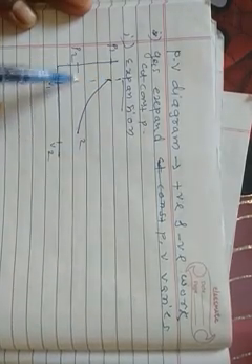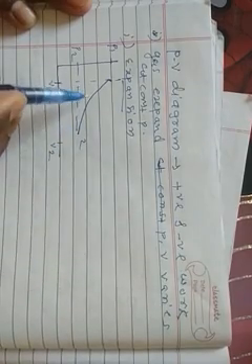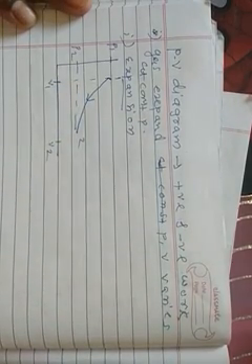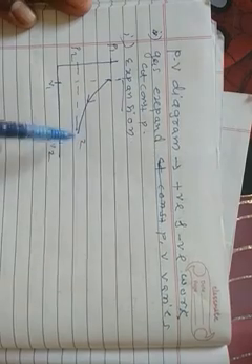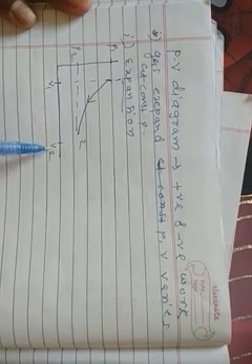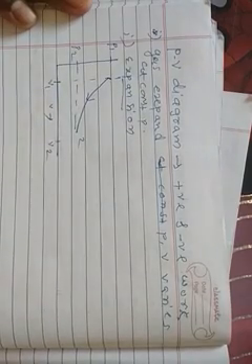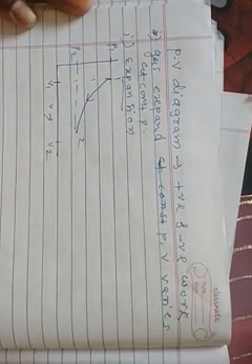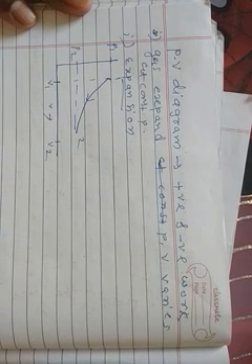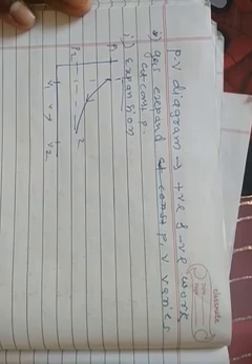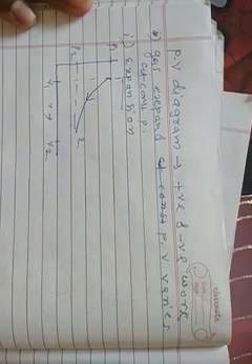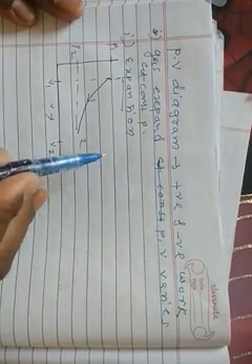So this is the PV diagram for expansion. Here volume increases from V1 to V2. Remember, volume increases but pressure decreases, at constant temperature. So here volume changes, that's why work done is there.